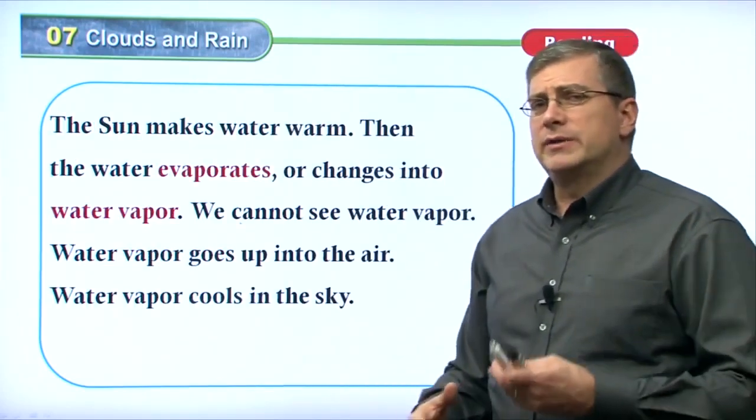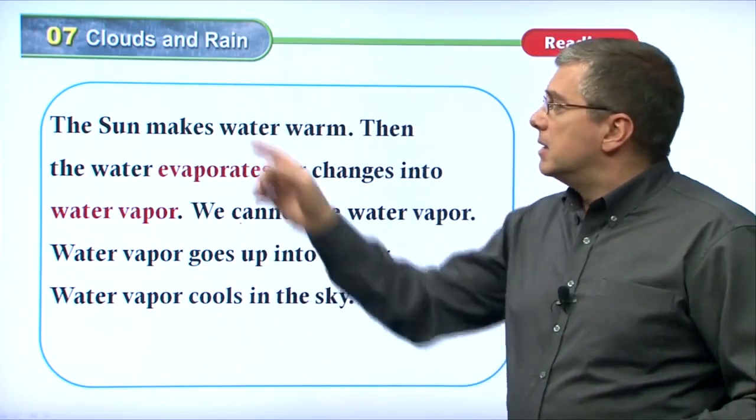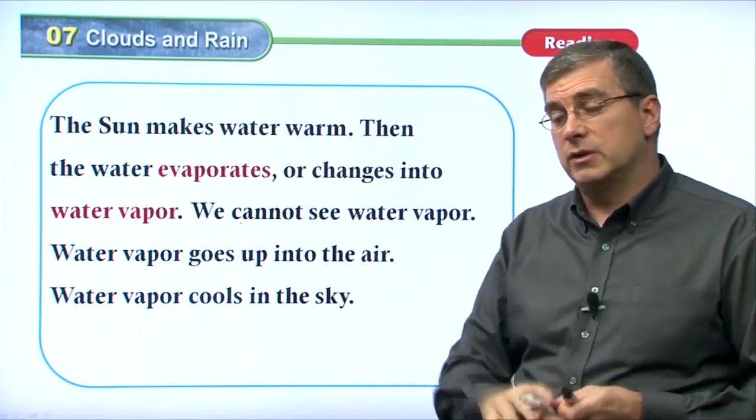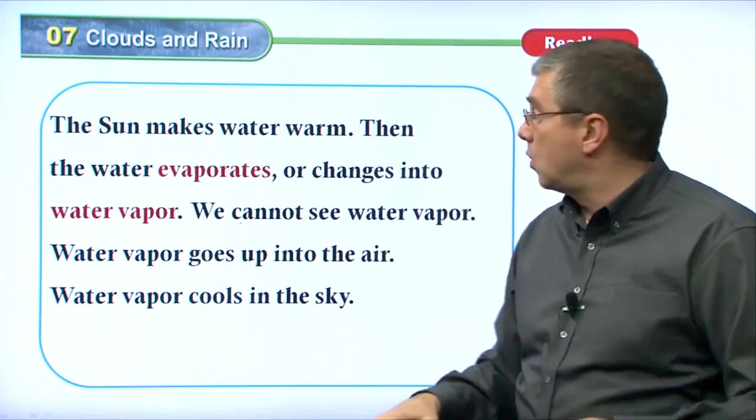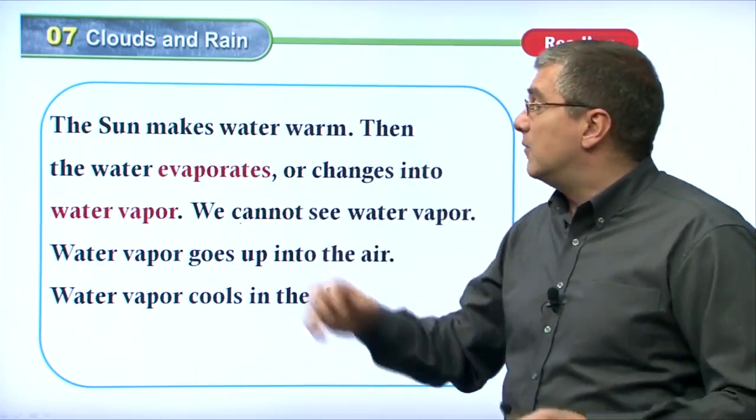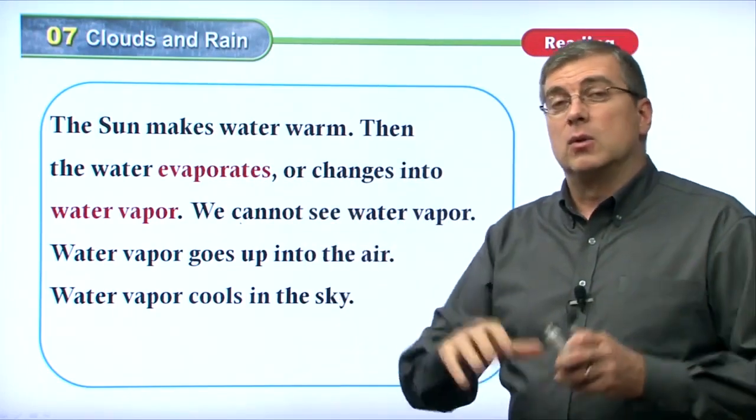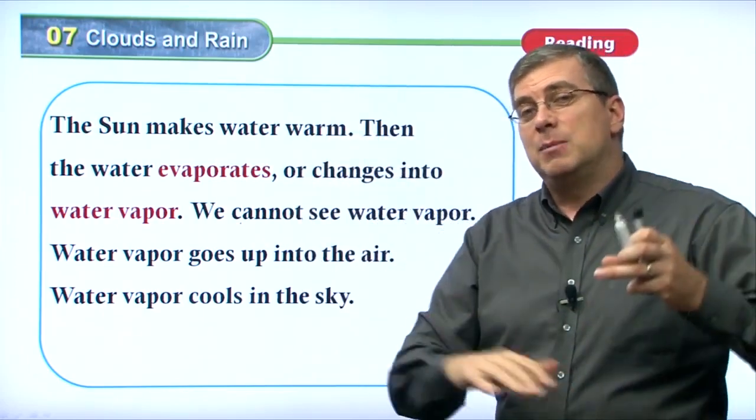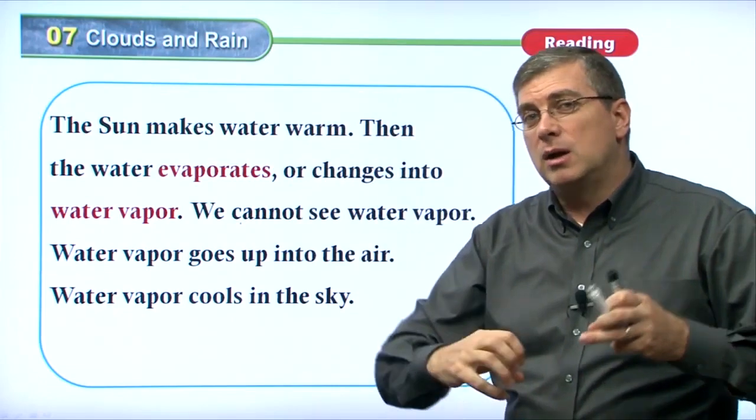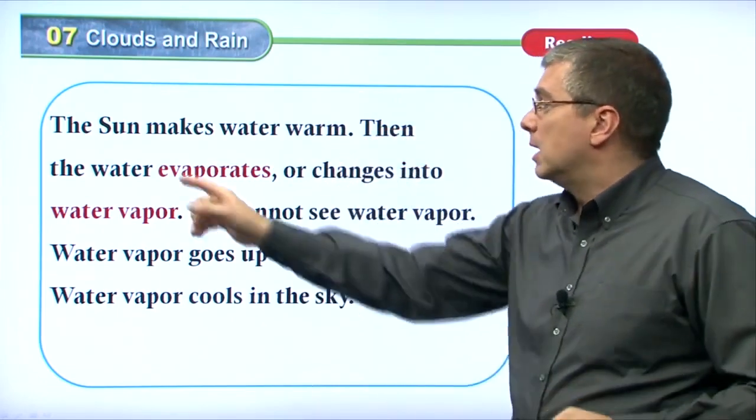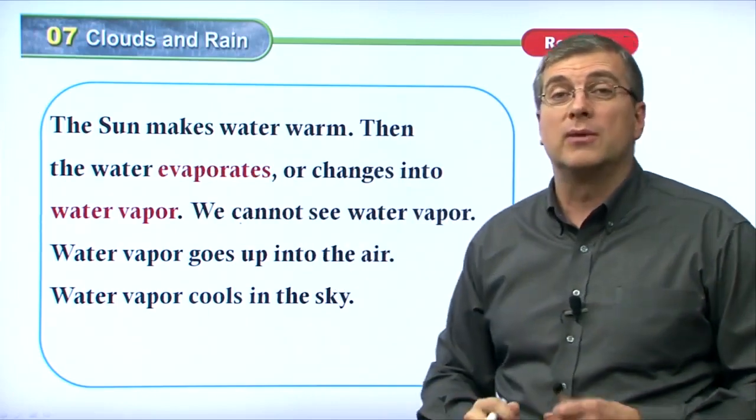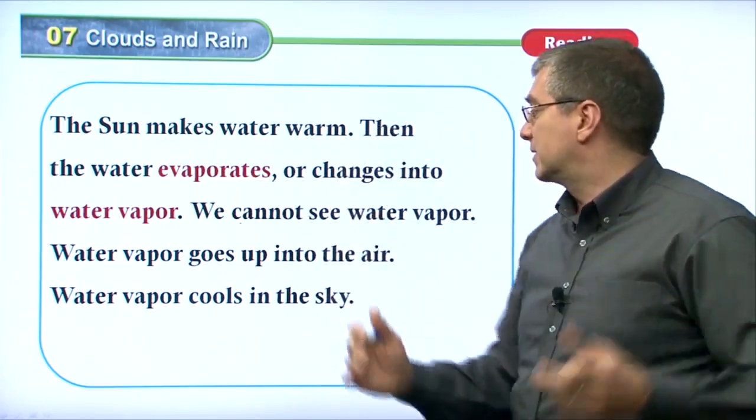Let's talk about that process. What happens? The sun makes the water warm. This is the first stage in the process. So the sun is making the water warm. Then water evaporates. So because it's becoming warm, it evaporates. It spreads out and it used to be liquid water, but now it's becoming water vapor. So the water evaporates or changes into water vapor. It starts to rise in the sky.